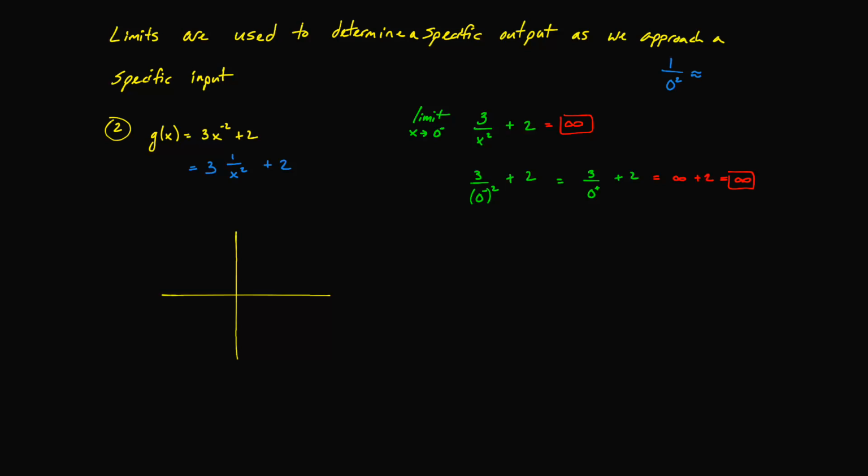So what does that mean on our graph? It means that as we're approaching 0 from the left, we're going to have a very large positive output. So I'm just going to draw an arrow. Limits are going to help us say that there is a vertical asymptote at 0. And where is it going? Is it going to positive infinity, negative infinity?